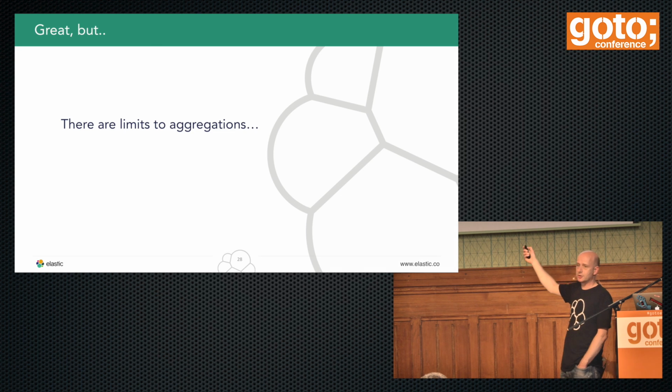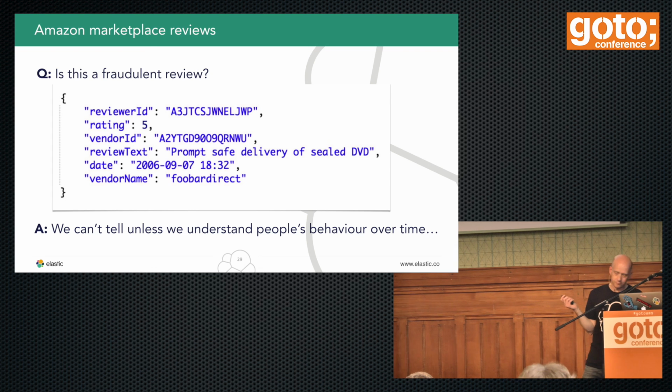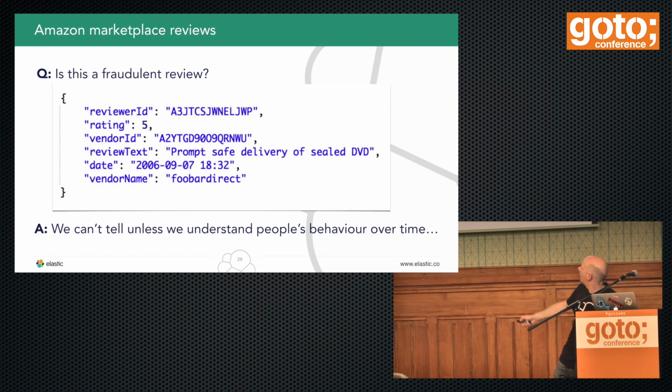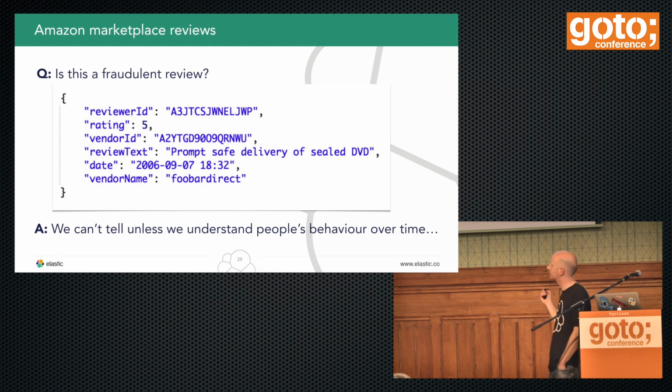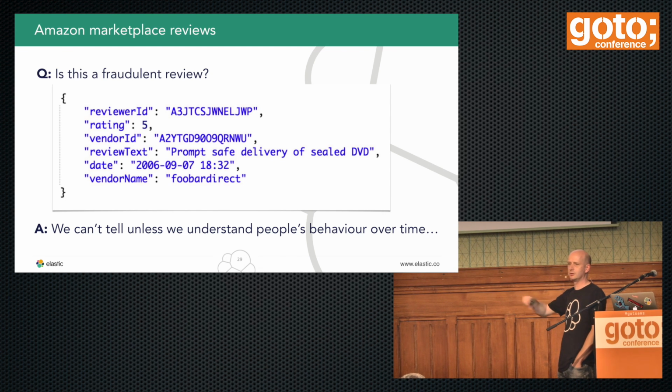But there are limits to aggregations. I've got a separate talk on this that goes into much more detail. But to tee it up, an example data set that I had was the Amazon marketplace. They have reviews in the marketplace that look like this. So we have a reviewer, and he's reviewing a seller, and he's saying, 5-star seller, and the date and everything else. Is that fraudulent? Well, we don't know. We can't tell. You've got to look at that reviewer's behavior over time. From a single data point, we can't make any sensible business decisions.